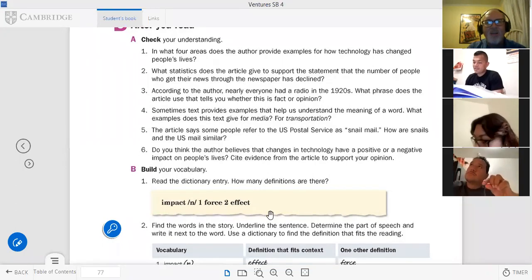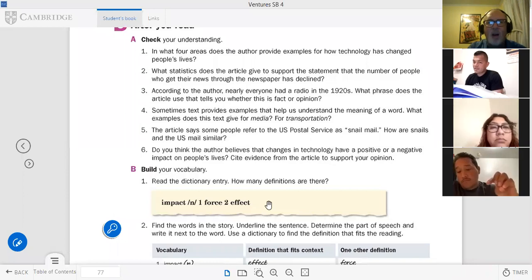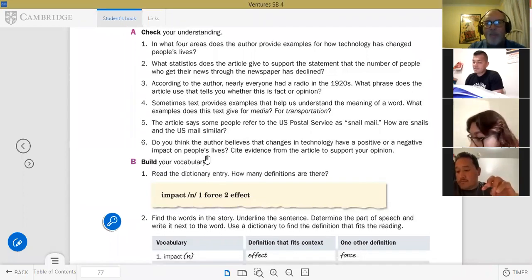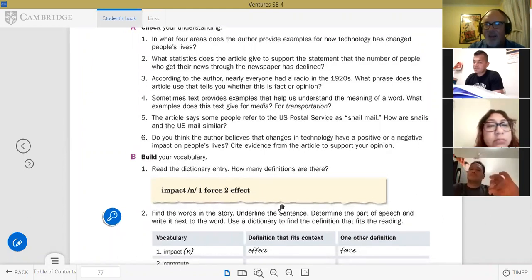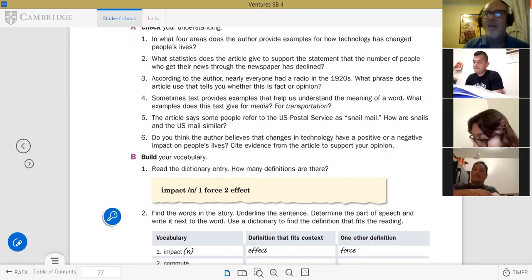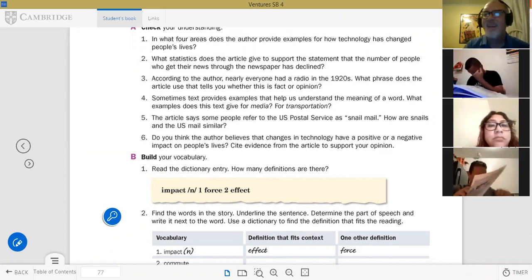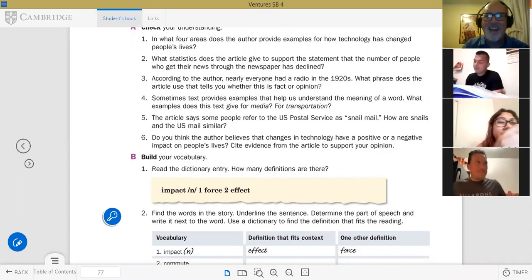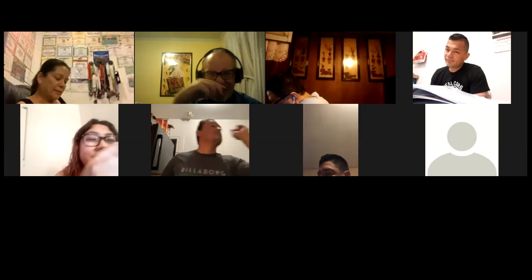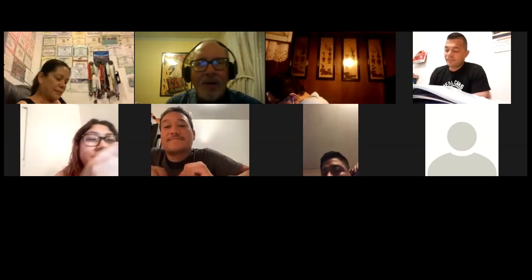All right. And finally, do you think the author believes the changes are positive or negative? Positive. Positive, right? Almost everything he said was positive, right? But there are negative parts to technology, but he didn't mention that, right? Only if you ask Mr. Chung. Yeah, if Mr. Chung wrote the article, he would have a different story to tell for sure. He likes the snail mail. Okay. All right, good.